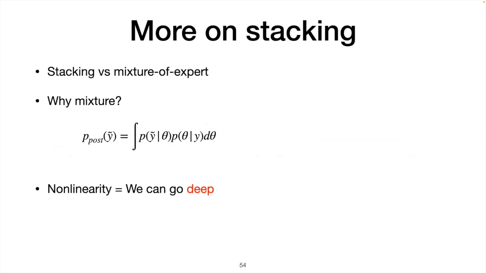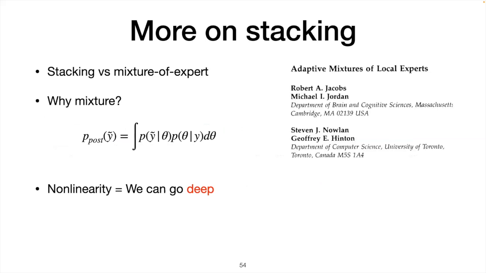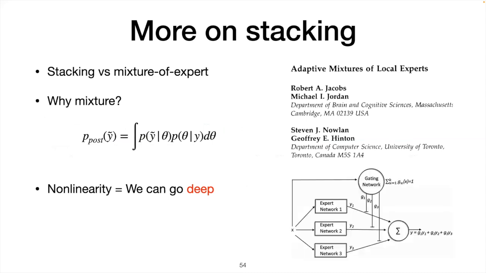And I don't have time, but I can briefly mention that stacking is certainly related to the idea of mixture of experts, which is another old idea. But the difference between stacking and mixture of experts is that in mixture of experts you train the model weight and the model at the same time, whereas in stacking, you train the model first and you run the stacking afterwards. So in a way, it's computationally cheaper.